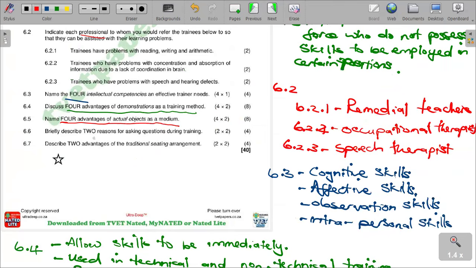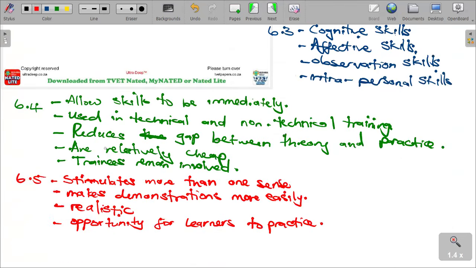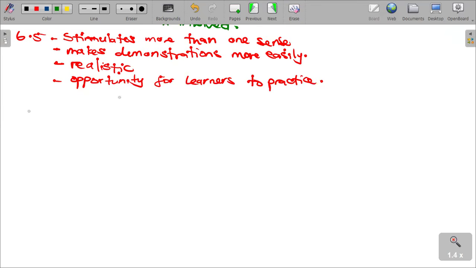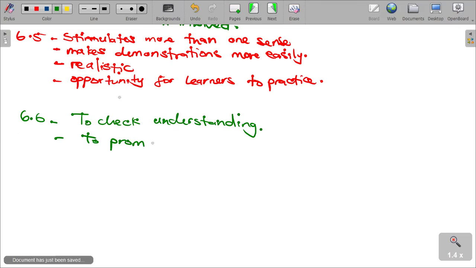Briefly describe two reasons for asking questions during training. Why do facilitators ask questions during training? One of the reasons is to check understanding, to check if the trainees have understood the explanation. They also want to prompt discussions.